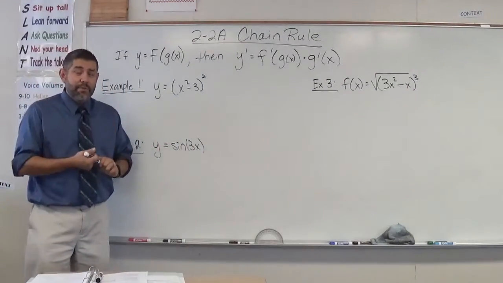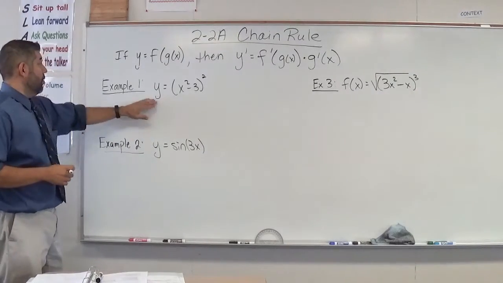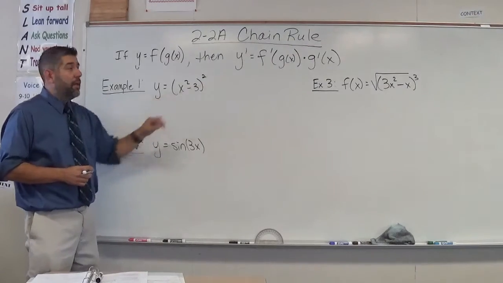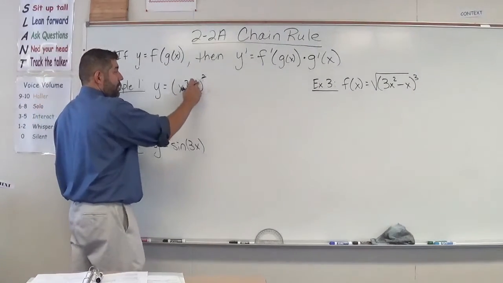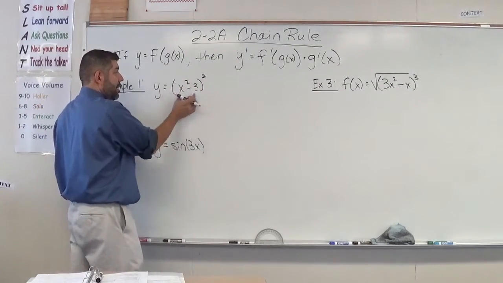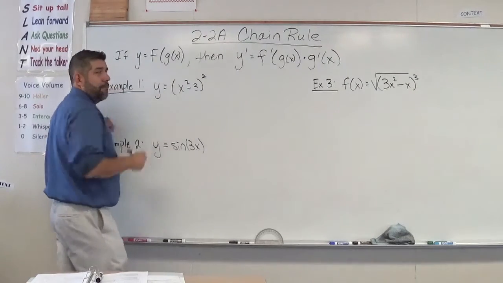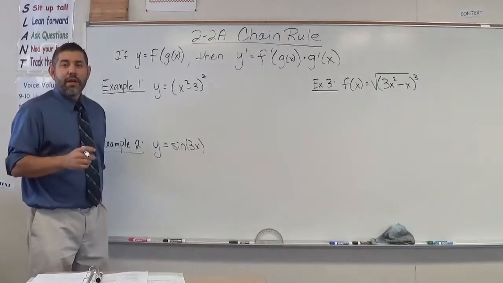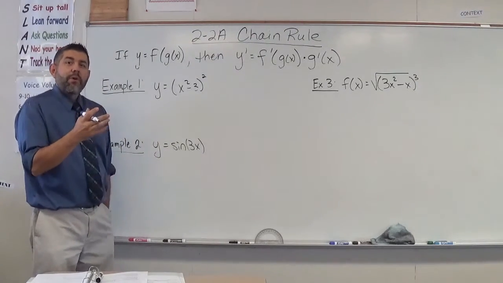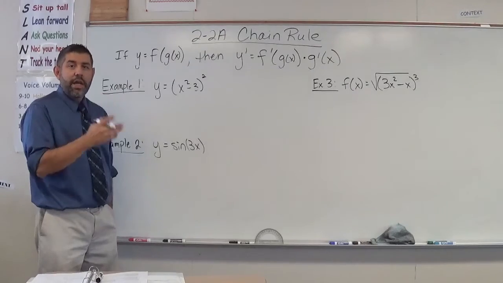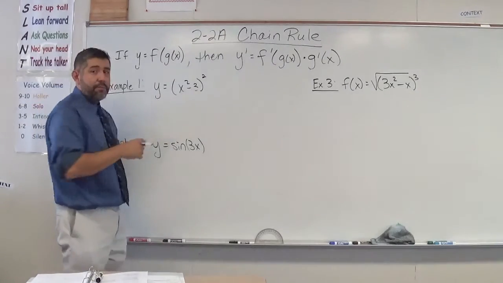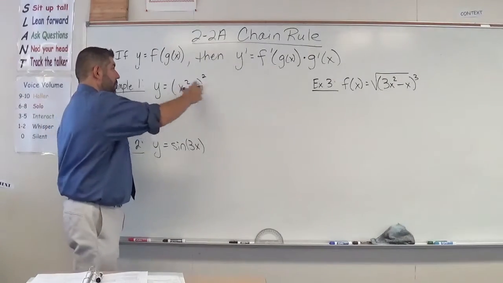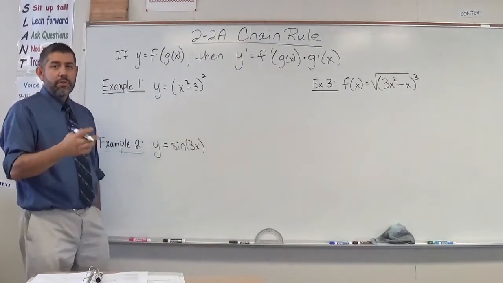I got six examples for you. So, y equals x squared minus 3 quantity squared. Notice we have a function, x squared minus 3, and it's in another function, squared. This is an example of where we would want to use the chain rule. Now we could multiply the two binomials out, but we can use the chain rule in this example.